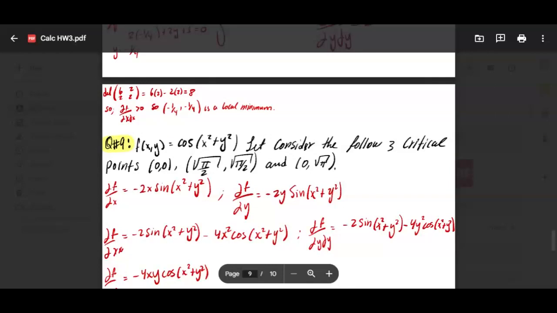So now, can you tell us the reason why f of 0, 0 is a local maximum? Because it's a closed set of -1, 1. Yeah, that's the possible biggest value. So that's why you can conclude 0, 0 is a local maximum. Gotcha. All right, keep going.